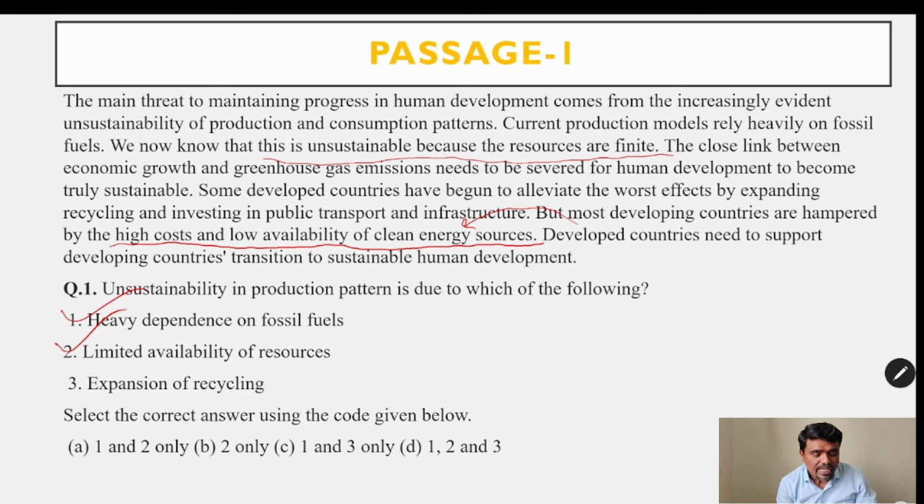Third statement, expansion of recycling. It is called inverse logic. Actually, expansion of recycling is not against the sustainability. It supports the sustainability. It is clearly mentioned in the passage. Developed countries are expanding recycling in the sense they are moving towards sustainability. You're getting the point. So it is not correct. So 1 and 2 only. Option A is the right option.